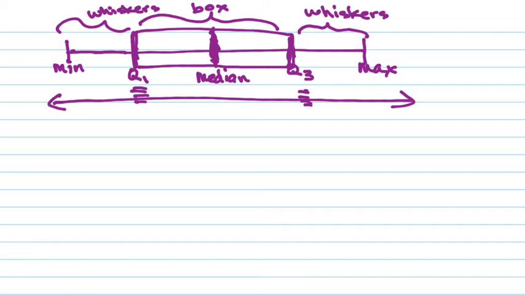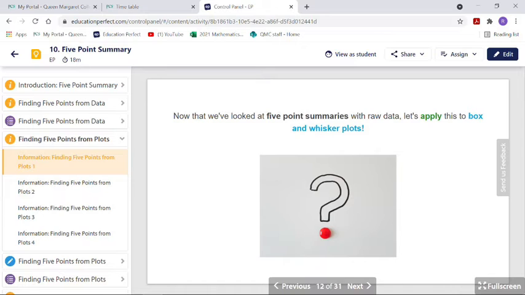Pretty straightforward? Okay? So what we're going to do first is we're going to look at a couple of exercises where all we're going to do is read what the minimum is, Q1, Q3, and so on, by looking at a box and whisker plot. Okay? So we're not going to create them right now. We're just going to read from one and then find out what the numbers are. Okay. So we've looked at the summaries. Let's apply it to the box and whisker plot.